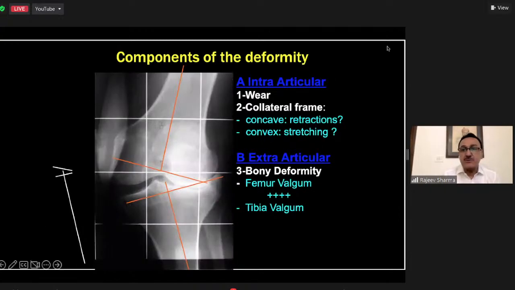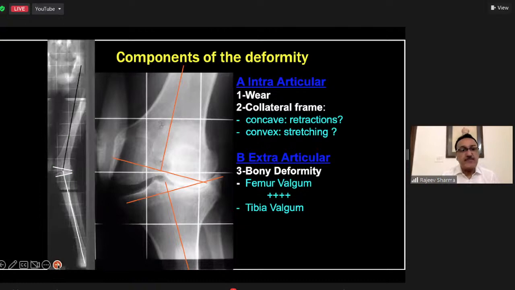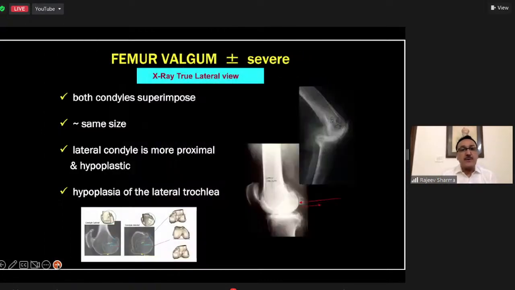The main issues that I'll be discussing are the components of the deformity. Intra-articular, it could be because of the wear of the cartilage and collateral contractures and stretching of the convex side. Or the deformity is extra-articular, which could be femur valgum or tibia valgum. That is what is to be seen. And one of the very important things is the lateral view of the knee.